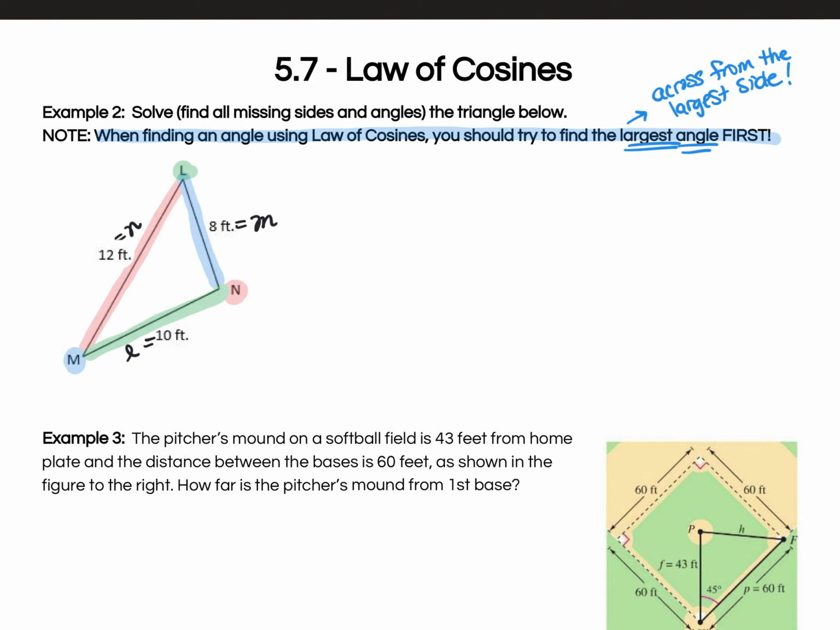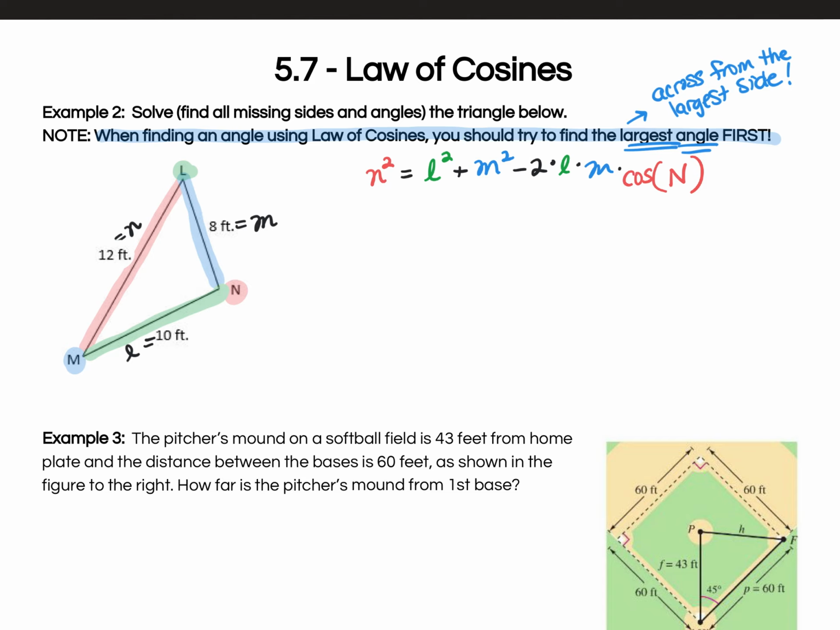So we look at our three sides, and our largest side is little n. Therefore, we have to find angle n. So remember, we're going to put cosine of n on one side of the equation, and then on the other side, we'll have n squared. Now, the rest of this is just filling in the other pieces of information. So we'll have L squared plus m squared minus 2 times L times m, and then times cosine of n. I got a little crooked there, but I think we're good.